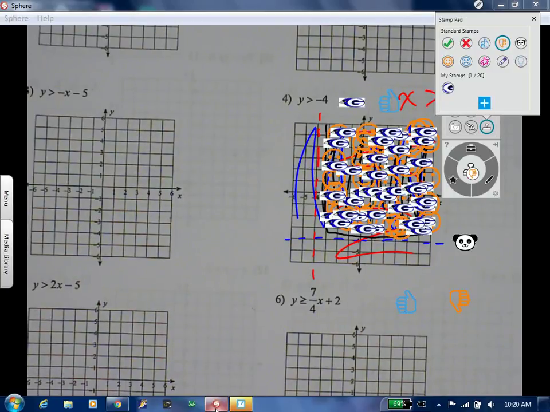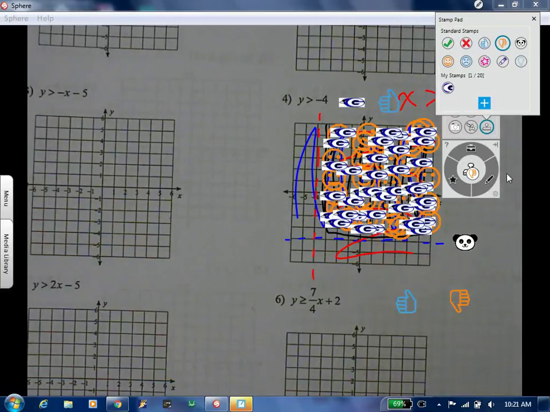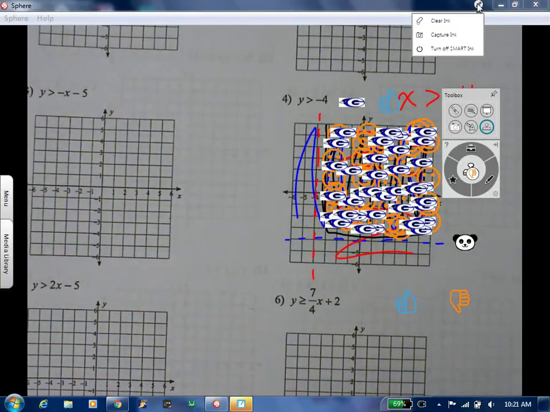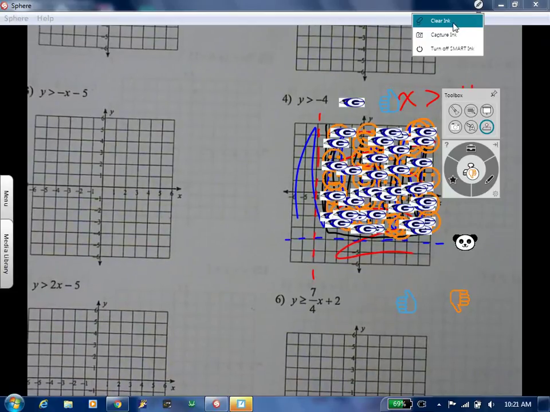This is due tomorrow. I got one more thing to review tomorrow, then we'll do a study guide Wednesday and take the quiz Thursday. Do we have to write out all this stuff, or can we just graph it? You can just graph it. Do recommend you check your answers though, somehow.